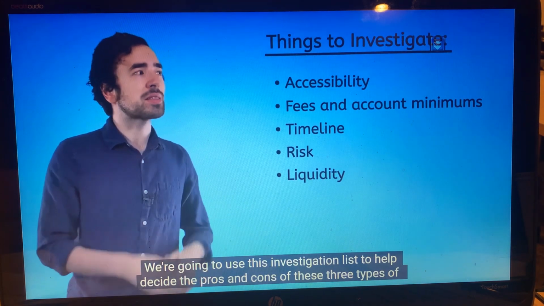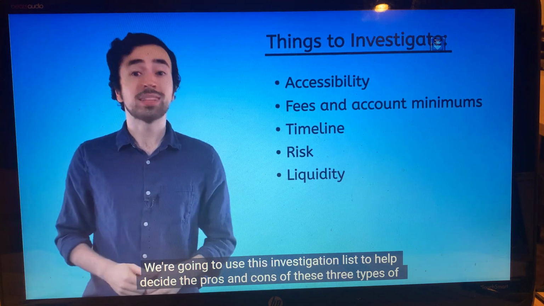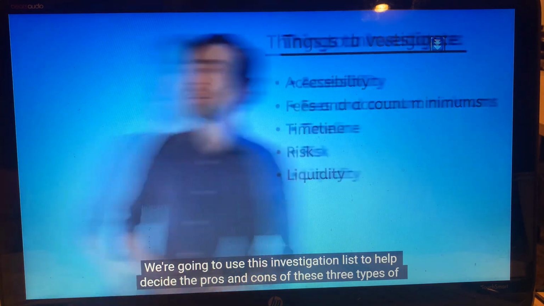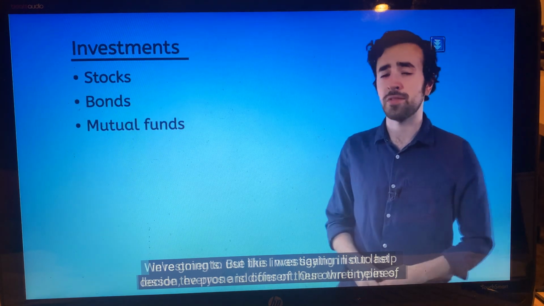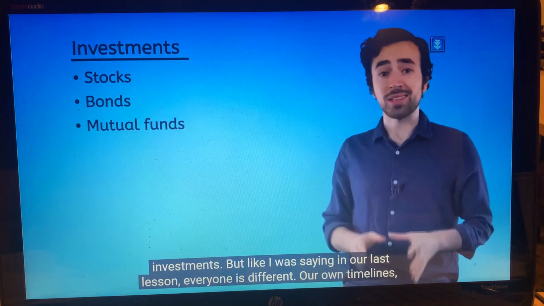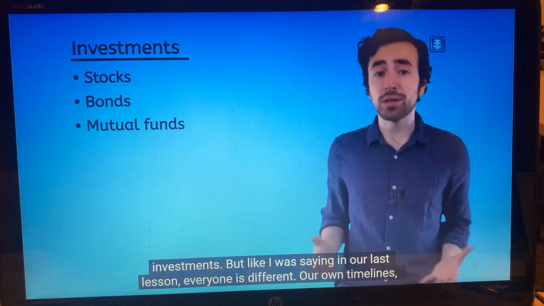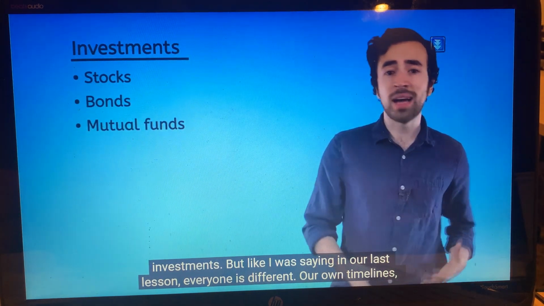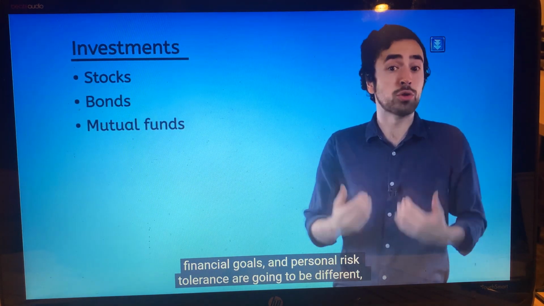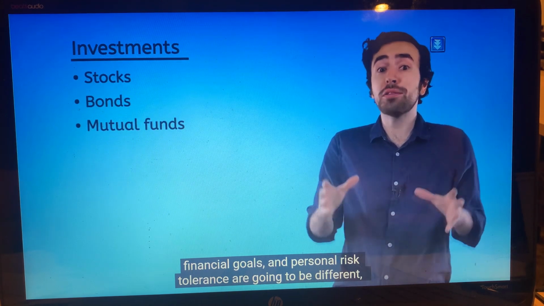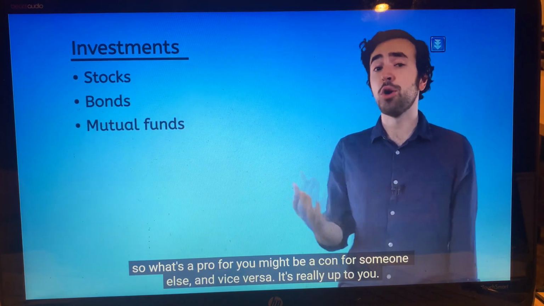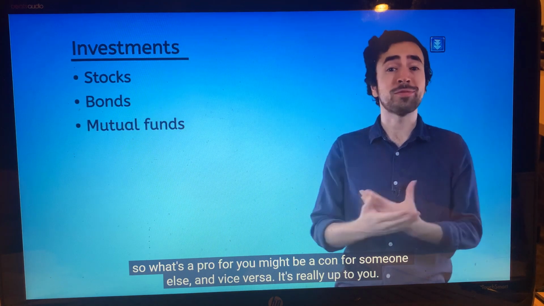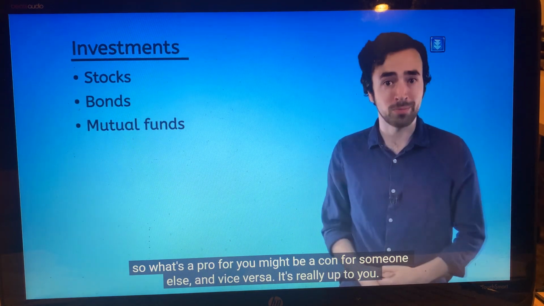We're going to use this investigation list to help decide the pros and cons of these 3 types of investments. But, like I was saying in our last lesson, everyone is different. Our own timelines, financial goals, and personal risk tolerance are going to be different. So what's a pro for you might be a con for someone else, and vice versa. It's really up to you.